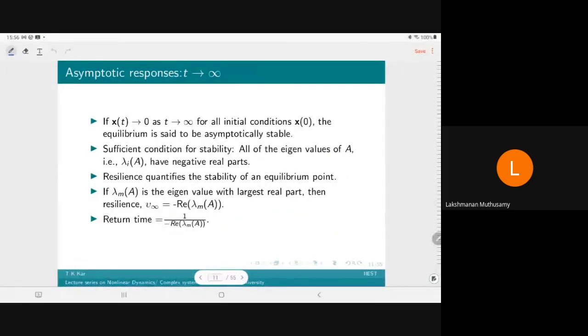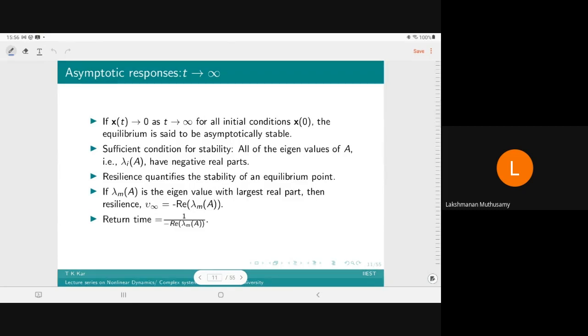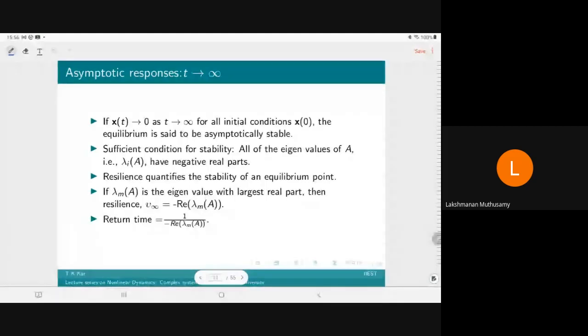Okay, next, here I have already explained that x(t) tends to 0 as t tends to infinity for any initial condition, then only it is asymptotically stable, and the sufficient condition is what? That all the eigenvalues of A, that is lambda of A, have negative real parts. And if it is real, then negative.